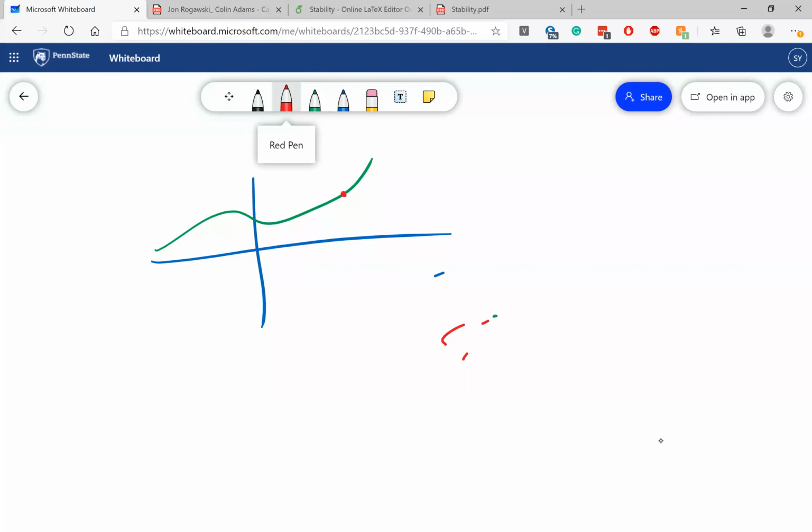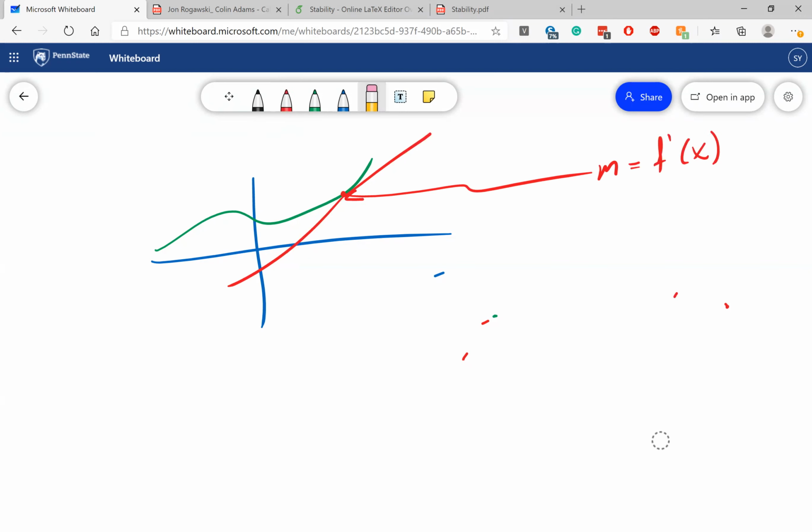So we can use the derivative to find the tangent line over here. And we said that the slope of this line m was equal to f prime of x. So now in multivariable calculus, we would like to be able to do something similar, but now just with planes.